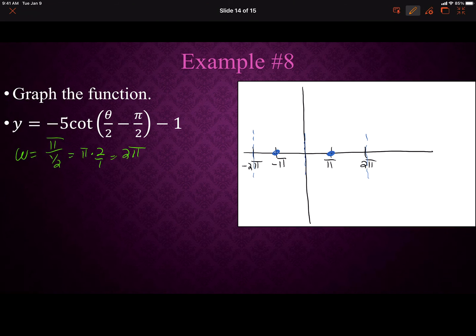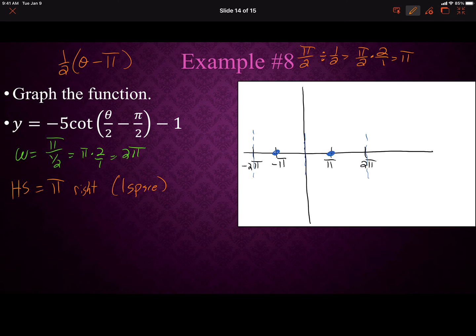As for the horizontal shift, we're again factoring out the 1/2 from theta and pi over 2. So doing pi over 2 divided by 1/2 means we're doing pi over 2 times 2 over 1, which is just pi. So horizontal shift is pi to the right. Pi is only one space, so they're only shifting one space to the right. And on our vertical shift, we're going to go 1 down.